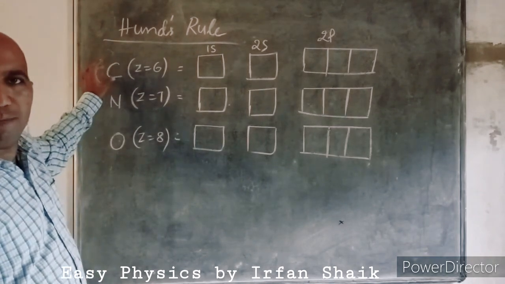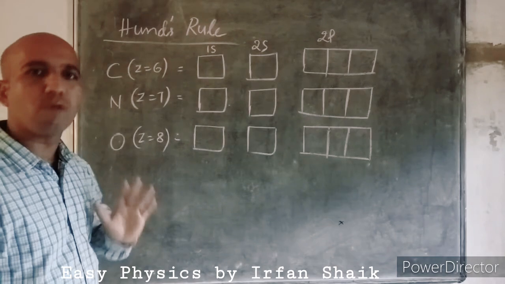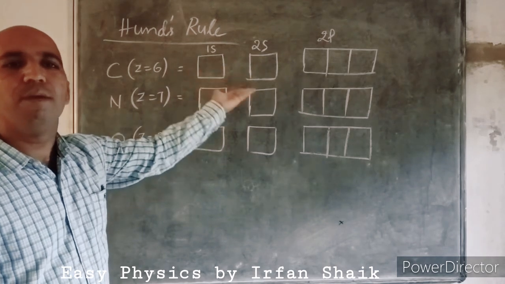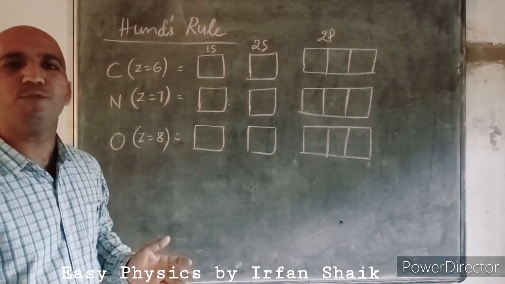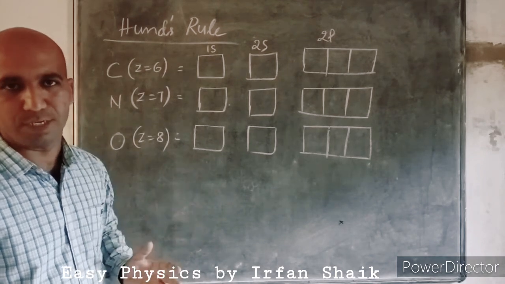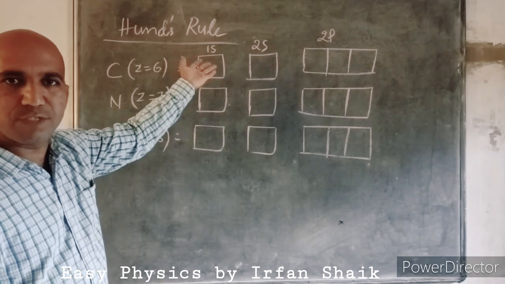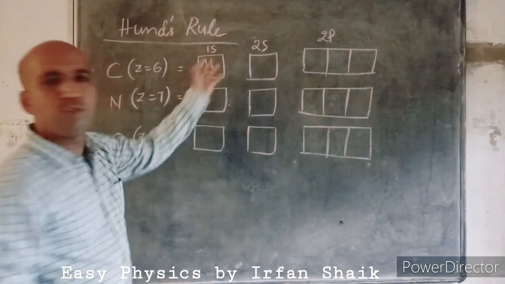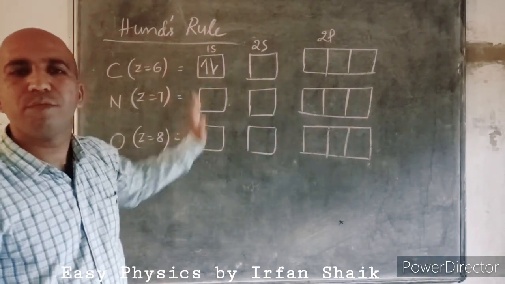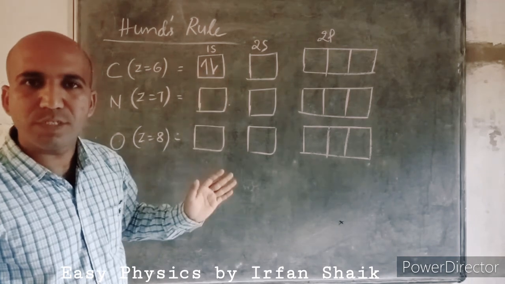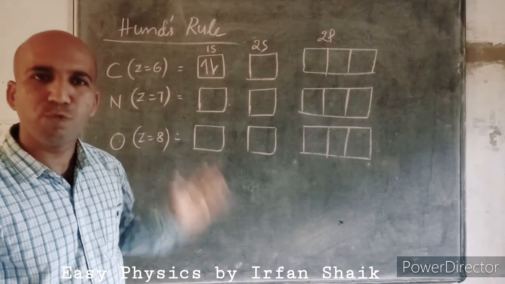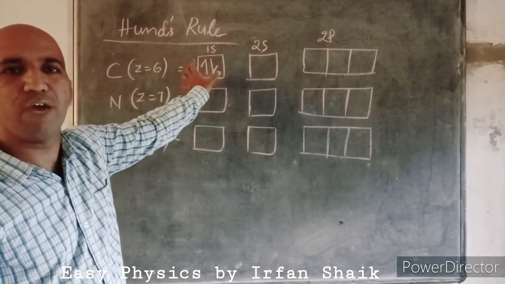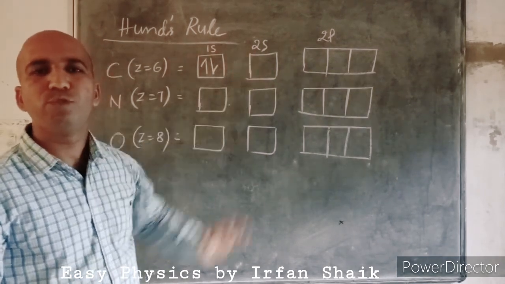See, the atomic number of carbon is 6. That means carbon has 6 electrons. So this is the first shell. In the Aufbau principle we have discussed that electrons will enter the orbital having the lowest energy. The 1s orbital has the lowest energy, that's why the electrons first enter the 1s orbital. So 2 electrons fill the 1s orbital, and as per Pauli's exclusion principle, there is place for only 2 electrons in each orbital. That's why in the 1s orbital 2 electrons are occupied, and then it will move to the 2s orbital.